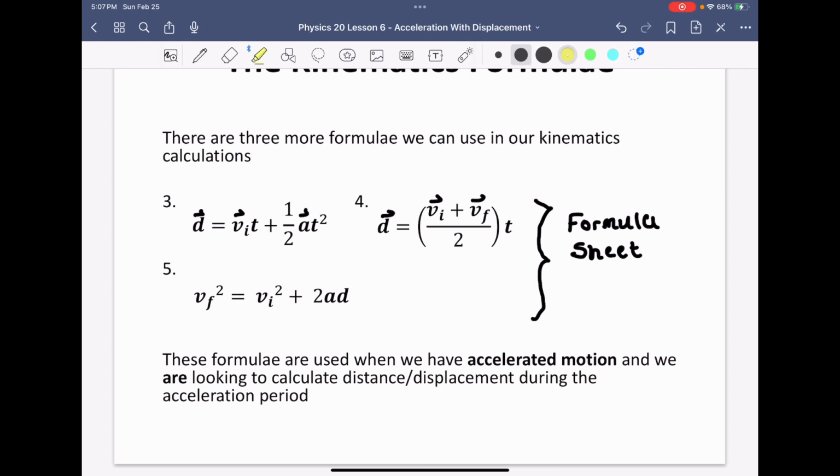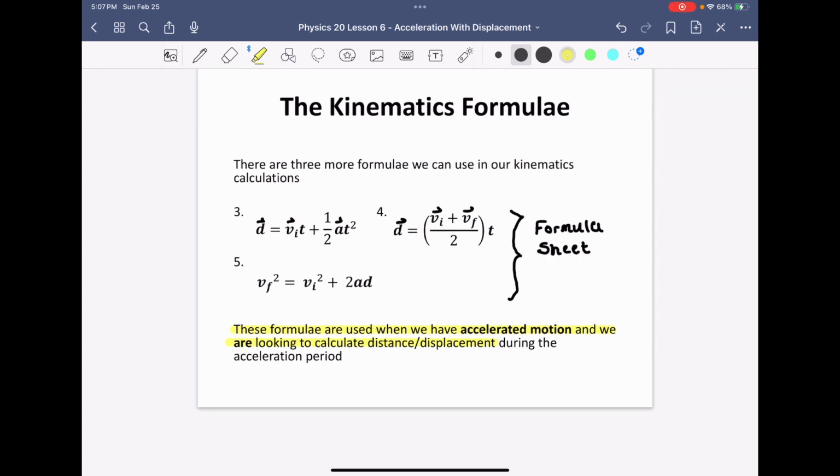Now, again, these formulas are all used for calculating accelerated motion, but on top of that, when we're looking to calculate the distance or displacement during that period. So clearly, if they involve the d variable here, you're not just looking for velocities, times, or acceleration. You're now expanding upon that definition a little bit.